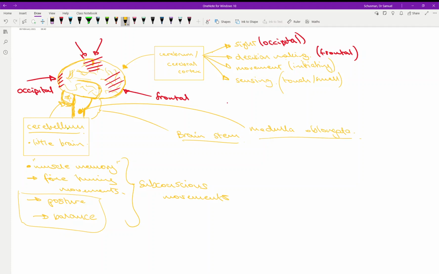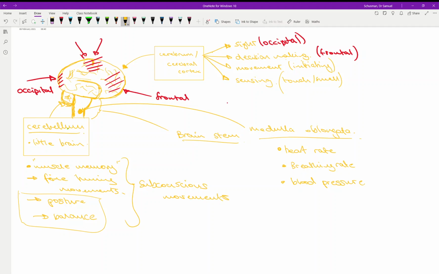This is involved in really primeval, very basic control mechanisms. Things that you really need, the really important stuff. So your heart rate is controlled here. Your breathing rate is controlled here. And your blood pressure is controlled here. So really, really basic stuff. Subconscious, very, very simple things.